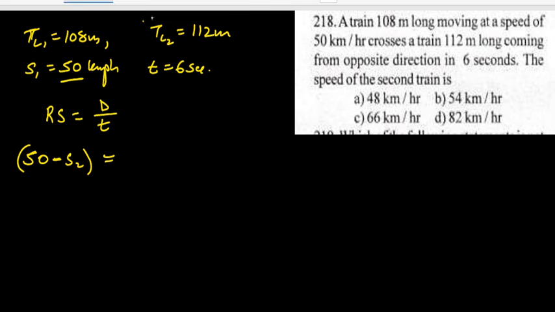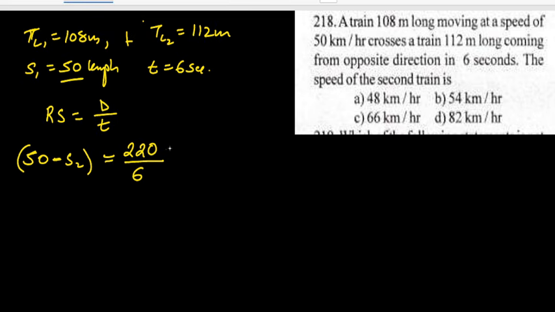The distance is the total length of both the trains together. 108 plus 112 will be 120 meter. Sorry, 220 meter. Very sorry. Just a minute, let me correct it. 220 meter, and this will be divided by 6 because it's taking 6 seconds.